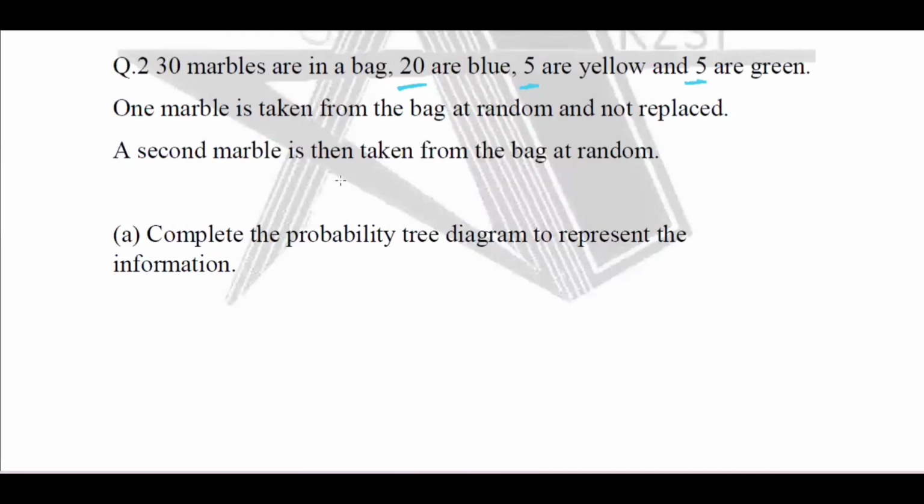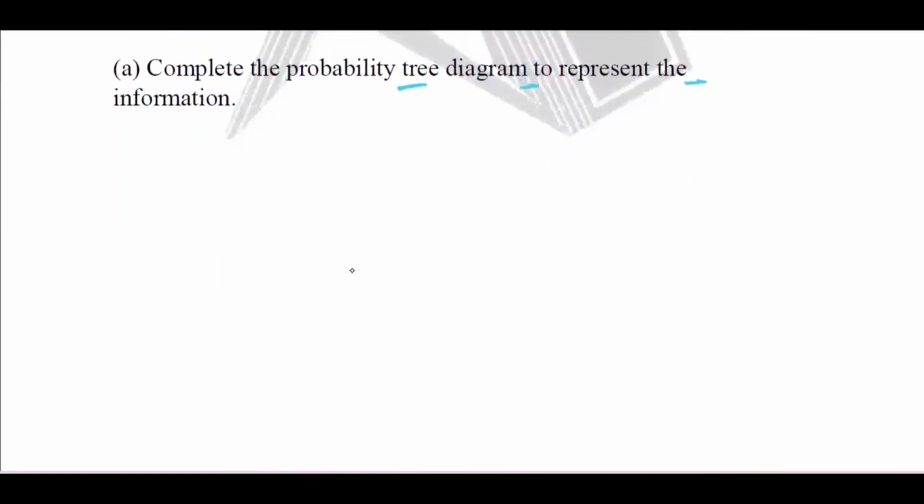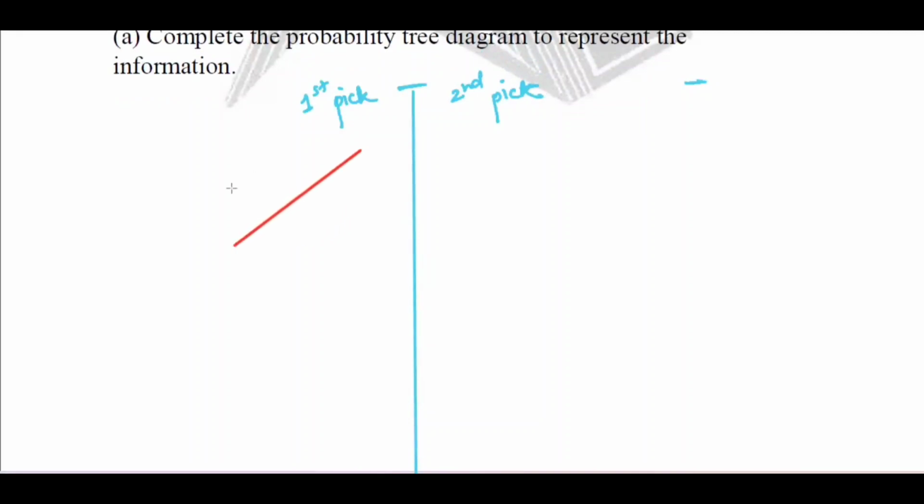So we have to remember we have three colors, blue, yellow and green. So what will happen? We can divide it into two picks. This is the first pick. What will happen when he picks the first time? And the second pick, what will happen when he picks for the second time? First pick, he can choose three colors. He can pick a marble of any one of these colors. Either he can pick blue, or he can pick yellow, or he can pick green.